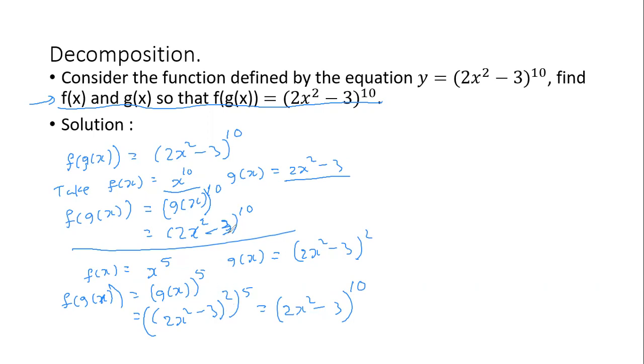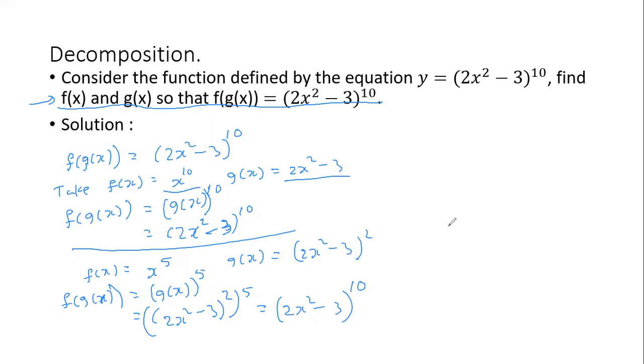That means we can select f and g more than one way. So there are many answers, many solutions to this question. We can select f and g in different ways. Right? If you get such a question, just show one of the ways, maybe this first one, second one. There are many other ways.